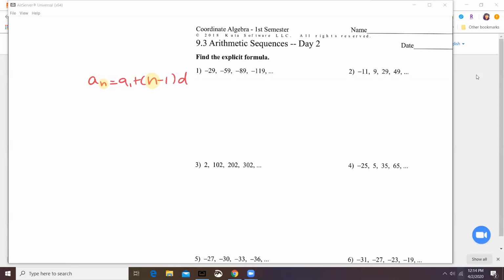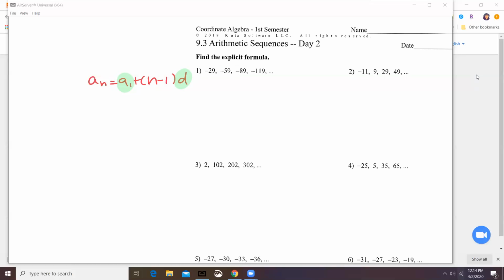Yes. Okay, so when it's saying to find the explicit formula, you're going to leave the n's in there because the n is where you would plug in whatever term you were looking for. Like if you're looking for the 25th term, you would plug in 25 for n. So we're not doing that, so we're going to leave that part alone. But what we are going to fill in is a sub 1 and d based on the sequence that's given right there, okay? So what's the first term?